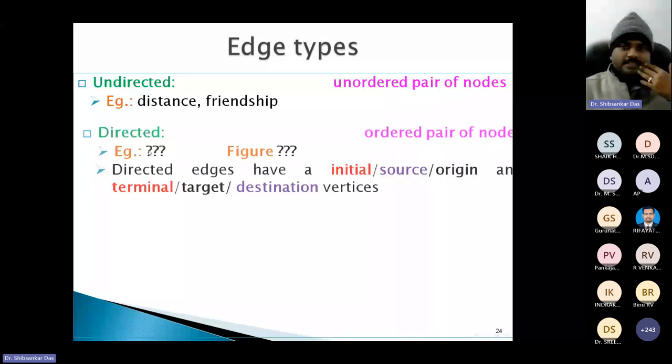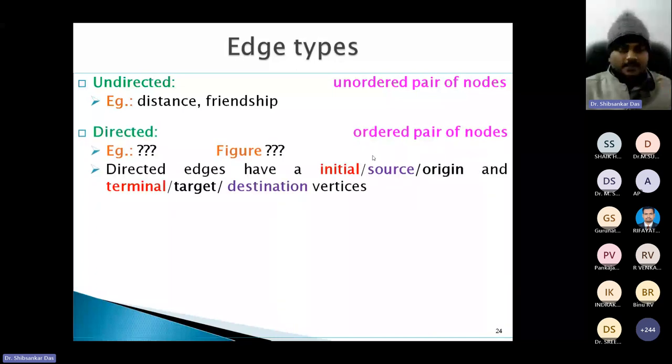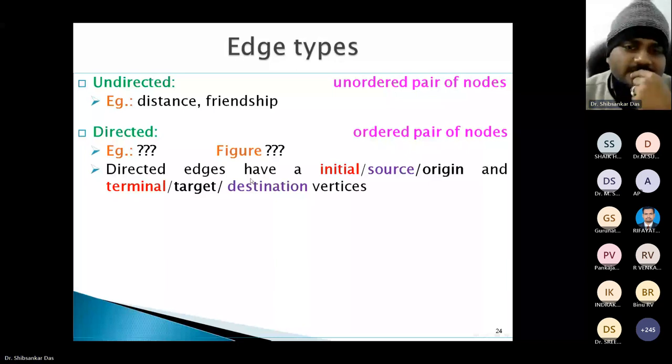Okay, and next is the directed edge, an edge that can have a direction. It is an ordered pair of nodes. For example, if I know Amitabh Bachchan, but Amitabh Bachchan doesn't know me, then if I put myself in one vertex and Amitabh Bachchan in another, there should be a directed edge from me to him, but no edge back. That is why direction occurs. In the case of a directed edge, the starting vertex is called the initial or source vertex or origin, and the end vertex is called the terminal or target vertex or destination vertex.